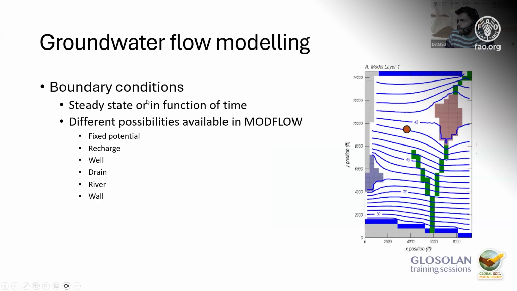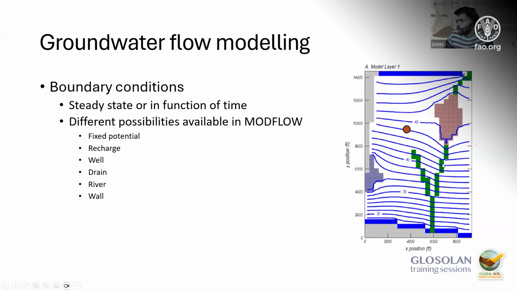The boundary conditions that we normally apply in this model are represented here. You have to define the starting values of your grid blocks. This could be fixed potentials that you provide to the model. Groundwater recharge is also a boundary condition that you can provide. If you have wells, you have to specify how deep the wells are, how much water is taken from the wells, and where the well screen is.